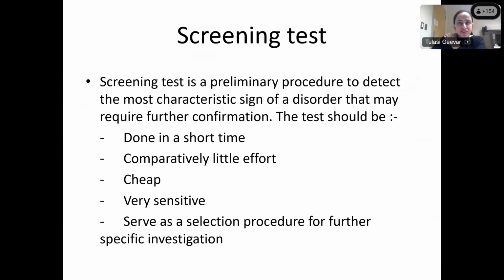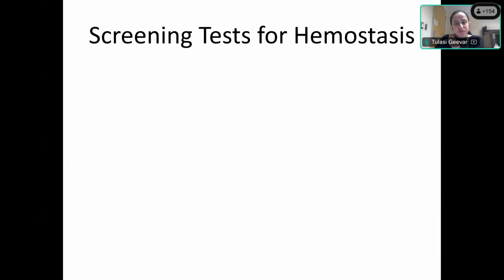Now, it's not possible to get a detailed investigation in every patient. So we need to do a screening test to try to identify which component of the coagulation process is defective. The screening test is a preliminary or the first step to detect the most characteristic sign of a disorder that may require further investigation. The test should ideally be done in a short time with little effort, should not be expensive, should be sensitive, and that should be the selection procedure for additional, more specific investigation.